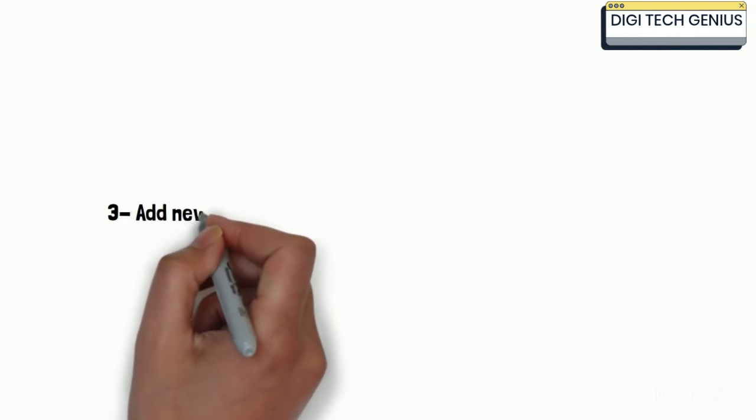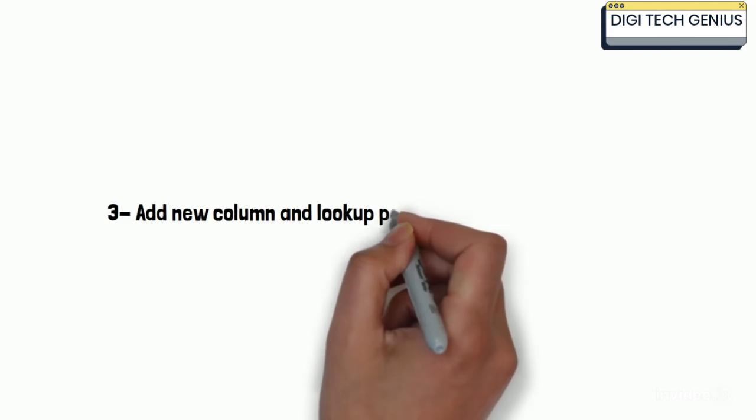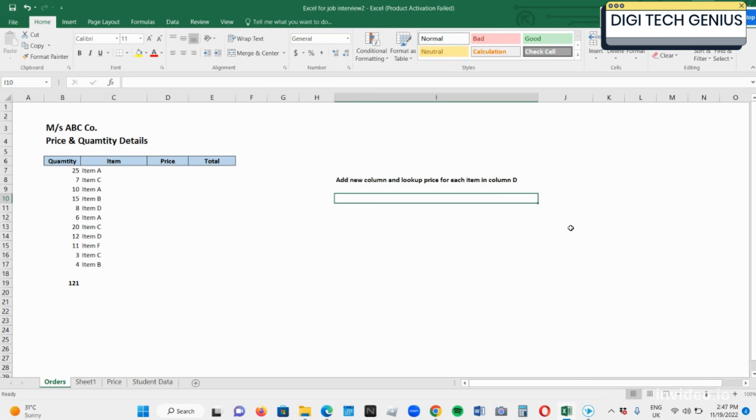Based on our Excel sheet, the next question will be to add a new column in the present Excel sheet and look up the price for each item in the new column. So let's see how we can do that. Based on our present Excel sheet, we are going to see what the price of each and every item is.